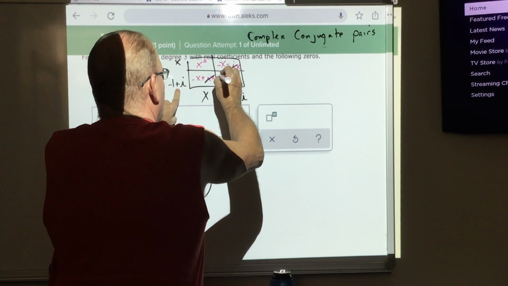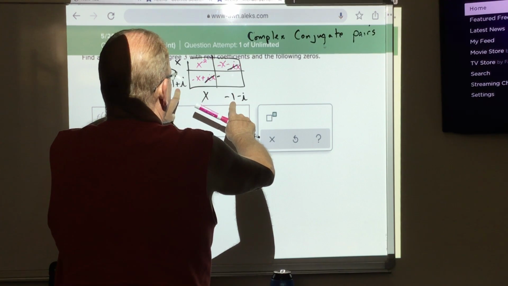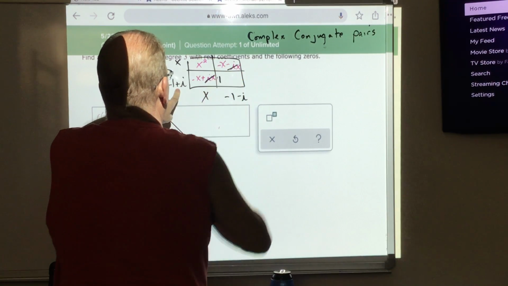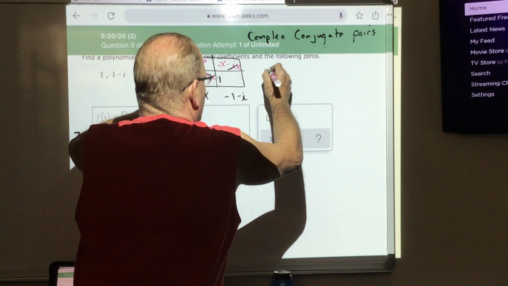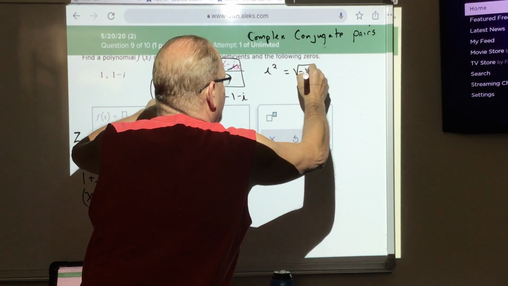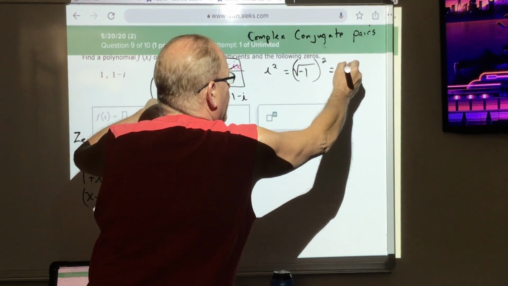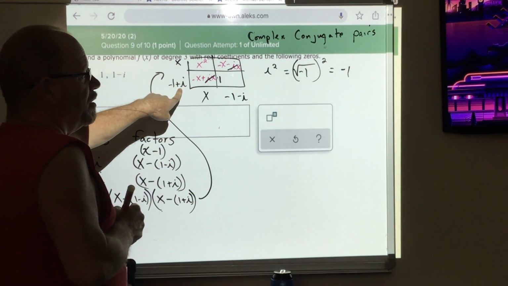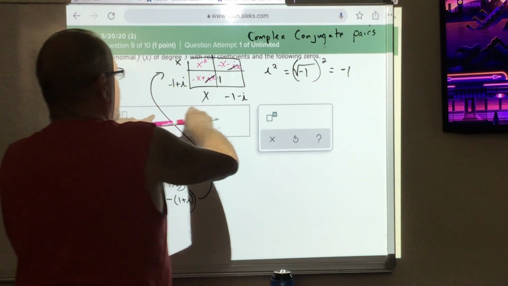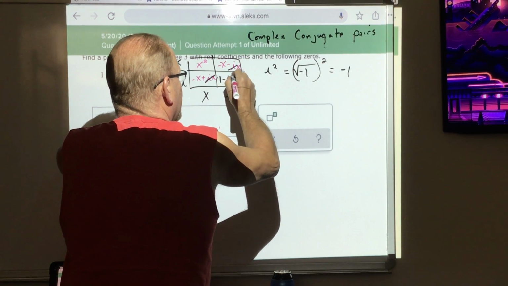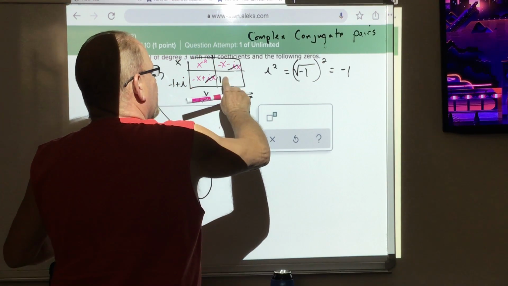So I get negative 1 squared, negative 1, and I get minus i squared. But i squared is the same as saying the square root of negative 1 squared, and square root and square undo each other, which is the same as just negative 1. Now this is minus that. This is minus i squared, so minus negative 1. That's 1 plus 1. So this is a 2.